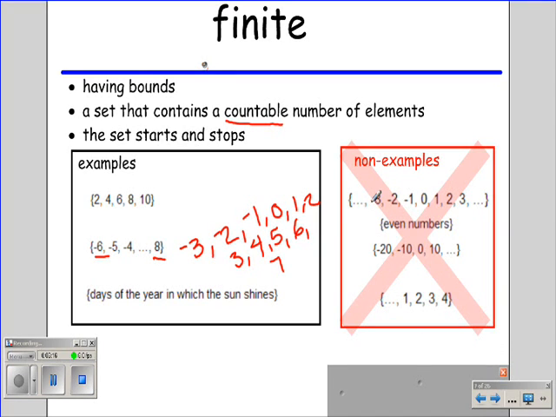Some non-examples would be here. Let's start with this one. Dot, dot, dot, -3, -2. You'll notice this is a set of integers. Is it countable? No, there are infinitely many. There's no starting or ending spot. The even numbers would start at 2, 4, 6, 8, but where does it end? It has no stopping point. -20, there's my start, but do I have an ending? No, I have the dot, dot, dot, meaning it goes on forever.